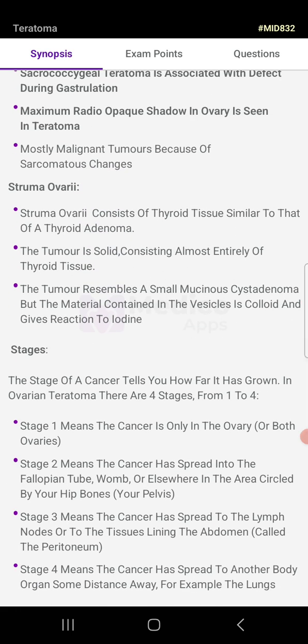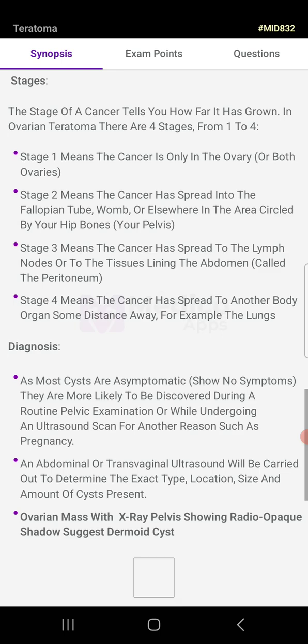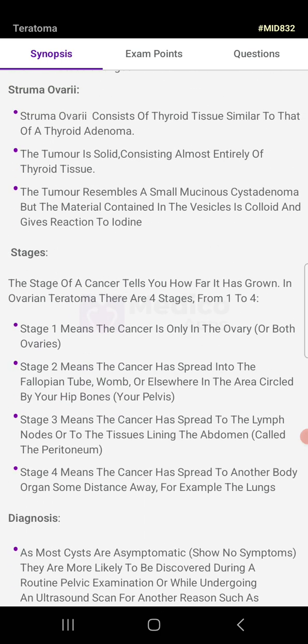Struma ovarii consists of thyroid tissue similar to that of a thyroid adenoma. The tumor is solid, consisting almost entirely of thyroid tissue. The tumor resembles a small mucinous cystadenoma, but the pasty material contained in the vesicles is called colloid and gives reactions to iodine.